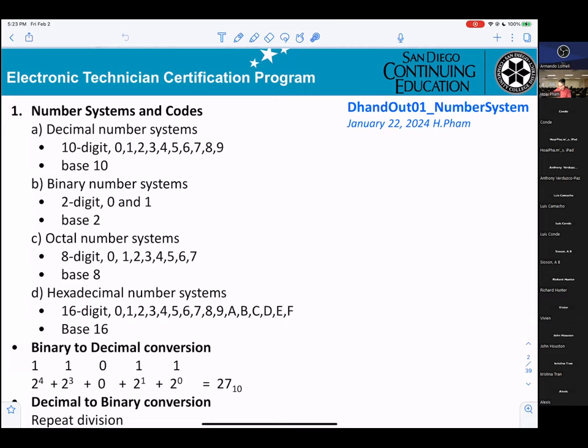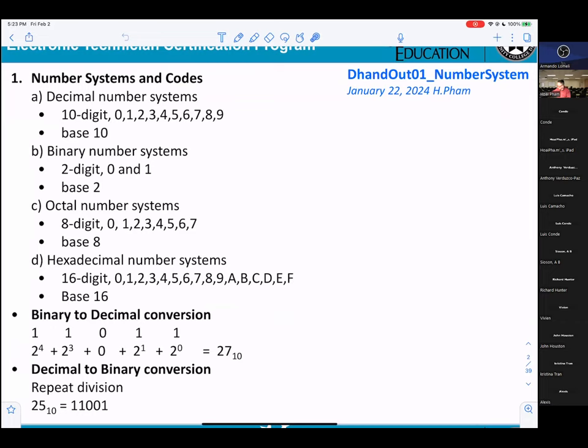Okay, and now binary to decimal conversion. If you have a binary number 11011, each one is one bit. So in this case, you have a 5-bit number: 1, 2, 3, 4, 5. The computer can understand 11011, but we cannot. So that's why we have to convert this binary to decimal.